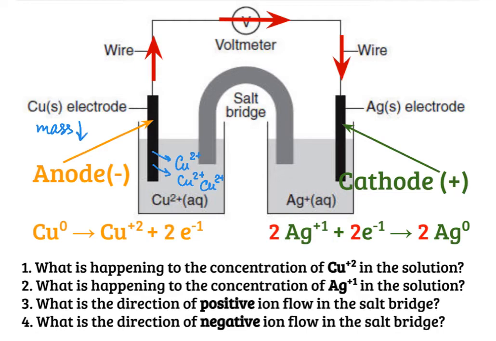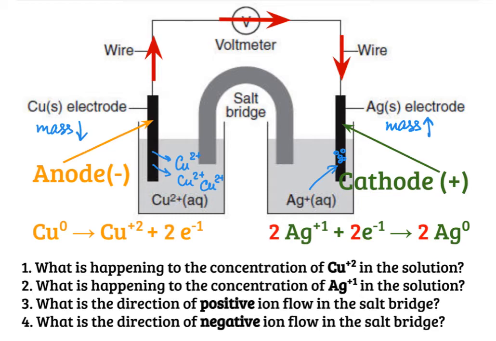Question number 2, what is happening to the concentration of silver ions in the solution? Okay, since silver ions are getting reduced and turning themselves into atomic silver, there will be less and less ions and more of the electrode. So the mass of the electrode will be increasing because the silver ions are getting reduced and atoms of silver are accumulating at the surface of the electrode.